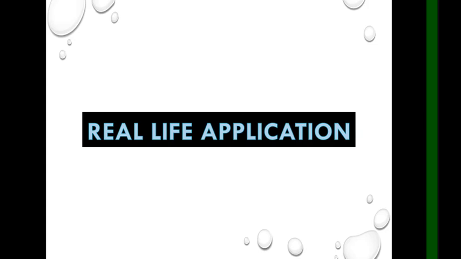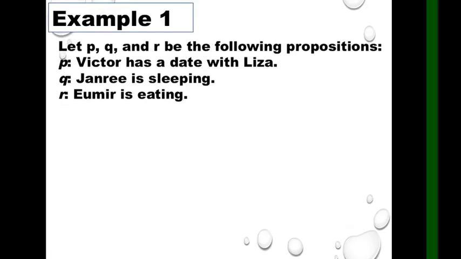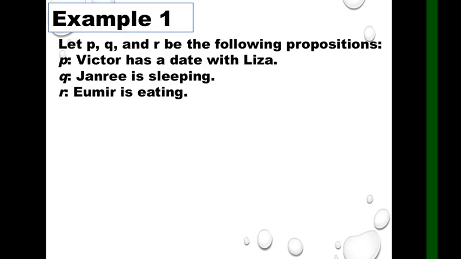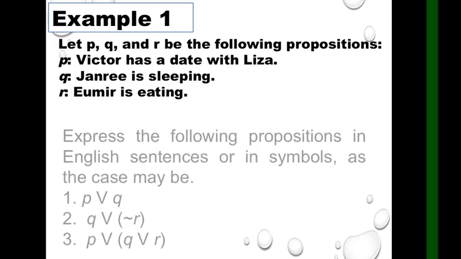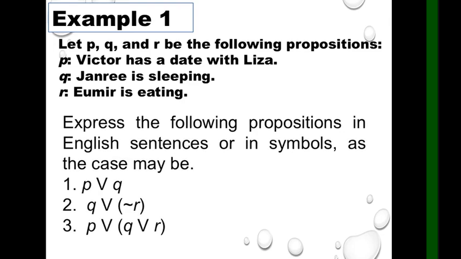Now let's have the real life application of this one. So let's have these statements. Let P, Q, R be the following propositions. P, Victor has a date with Lisa. Q, January is sleeping. R, Yumir is eating. Express the following propositions in English sentences or in symbols as the case may be. In 1, 2, 3, we have the symbols, so we will express them in English.